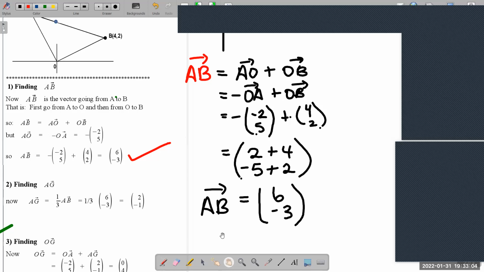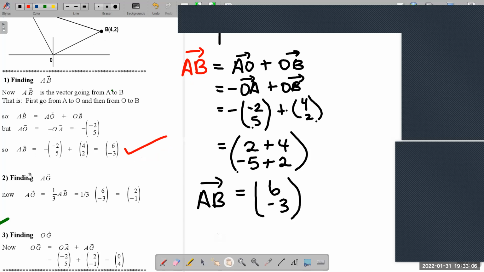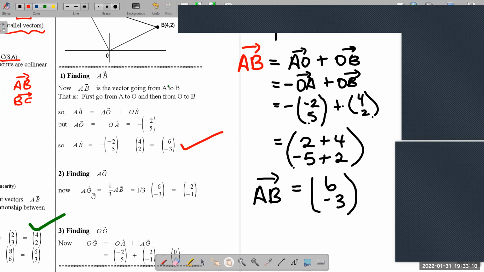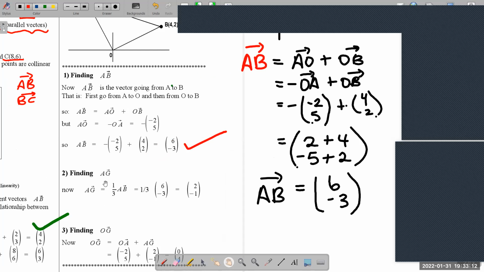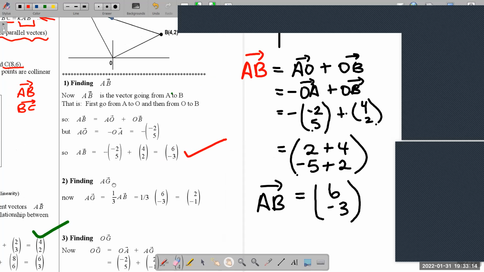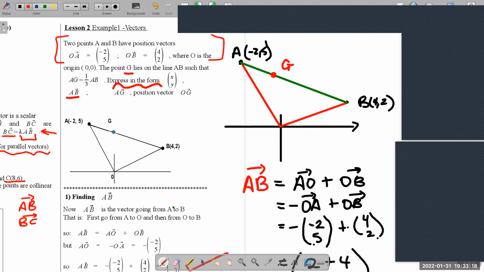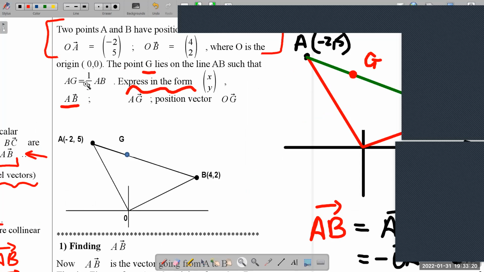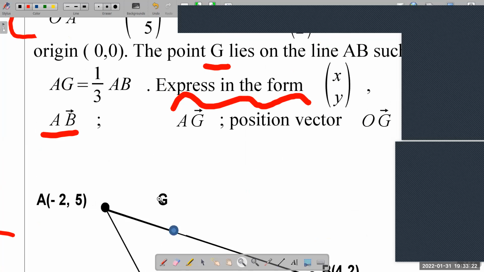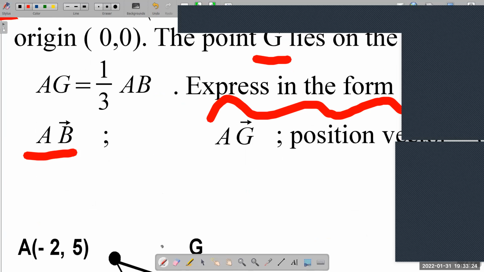Now, guess what? This is the part that CXC sends. They're going to ask you to find AG. So I'm just going to use the example here to explain why. What piece of information is going to explain to us how to find AG? Look, the equation right here. Let me zoom in on it. Look at this. It tells us how to find AG.